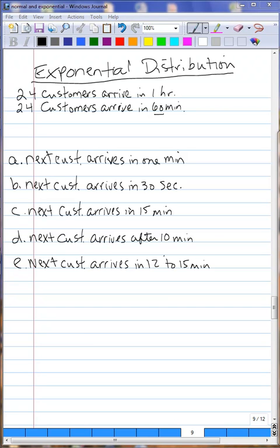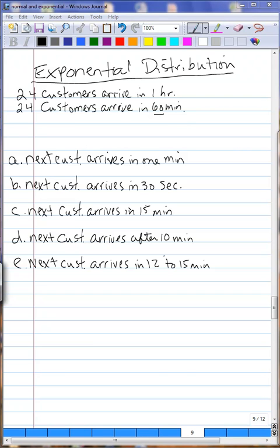Okay, so here is an exponential problem with several parts. I will cover part A in this video, and then parts B, C, D, and E in the following video. We know that 24 customers arrive in 1 hour. So essentially that means 60 minutes. 24 customers arrive in 60 minutes.